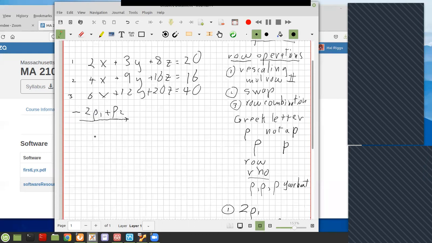We don't change the first row. We multiply -2 times the first term and add it to the second term below it. So -2 times this is -4x, and -4x plus 4x is 0. Then -2 times this is -6y, and -6y plus 9y is 3y. If you see me making an error, then do tell me.